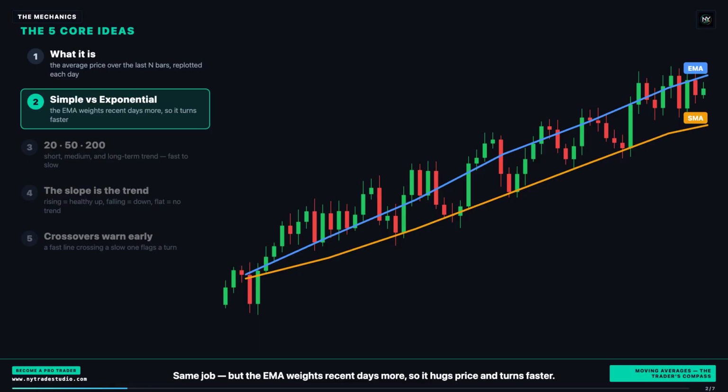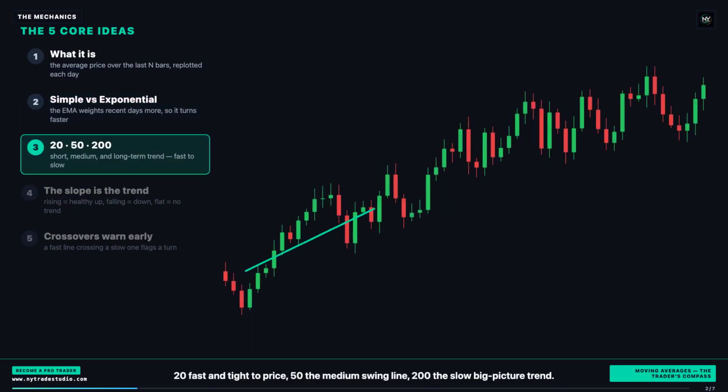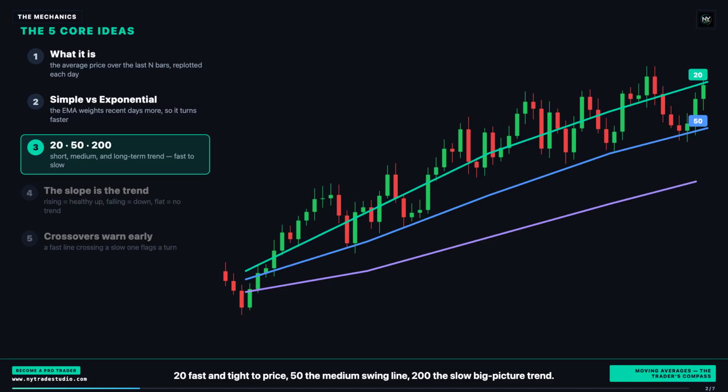Next, the settings. You will hear traders talk about the 20, the 50, and the 200. That number is simply how many days the average looks back, and it sets the line's personality. The 20-day is fast and close to price, the short-term trend. The 50-day is the medium-term trend, the one swing traders watch most, and the 200-day is the slow, heavy line that defines the long-term trend. When price is above its 200-day average, the big-picture trend is simply up. Short, medium, long, fast to slow. That is all the numbers mean.